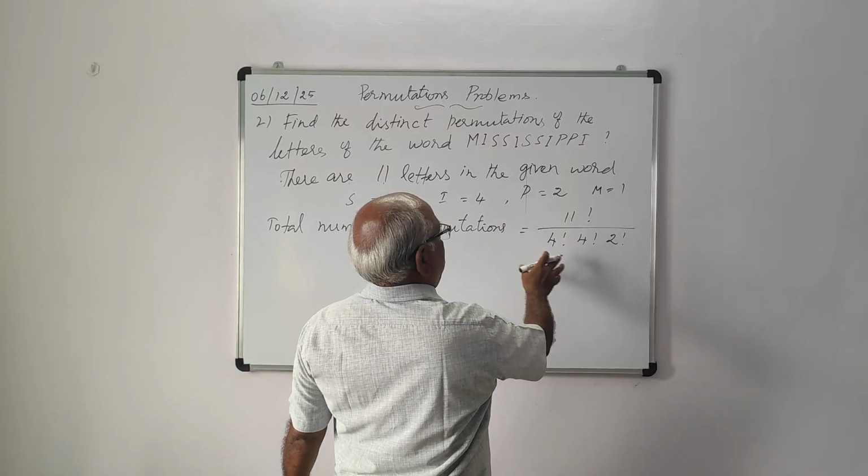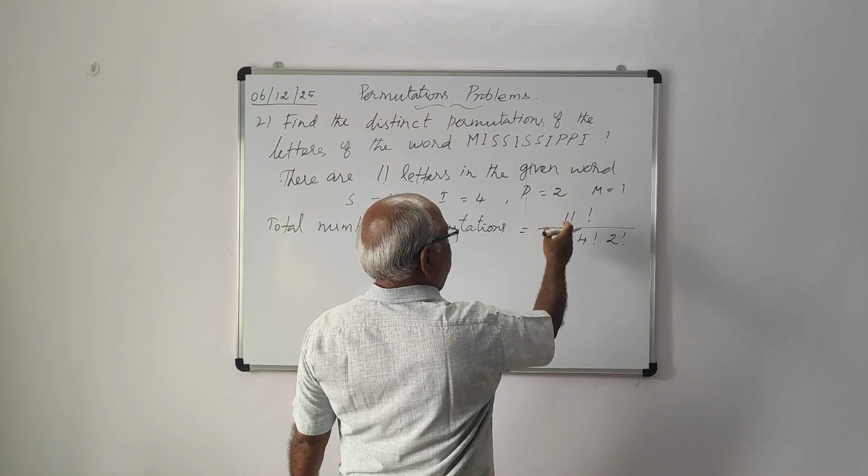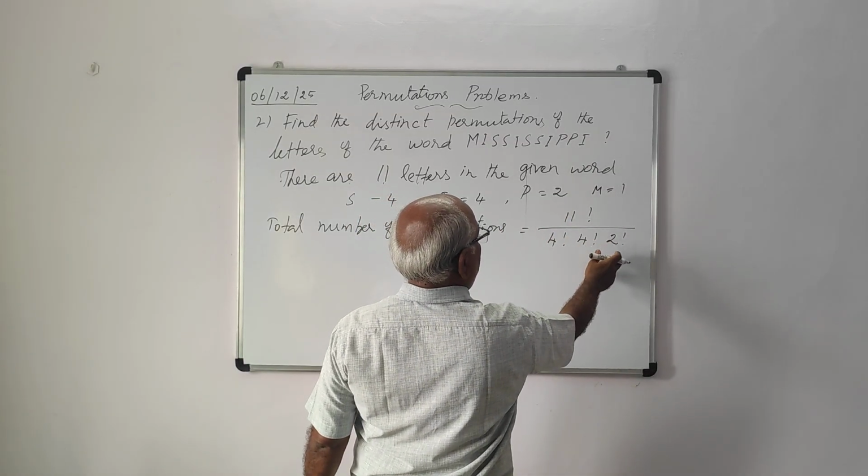So the total number of distinct permutations is 11 factorial divided by 4 factorial into 4 factorial into 2 factorial.